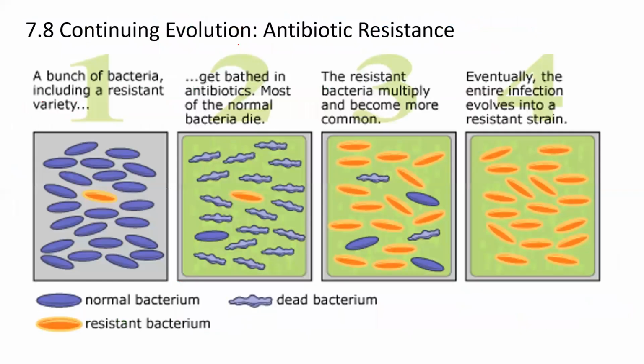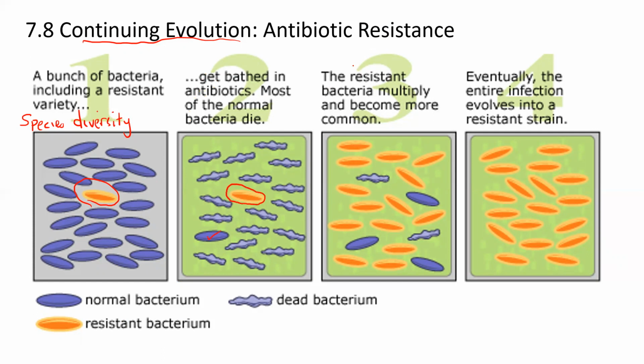Okay, so to 7.8, continuing evolution, antibiotic resistance. Let's take a look at it. A bunch of bacteria, including a resistant variety. Remember, that's one with the variation. This is species diversity, just happens to be in the population. It's a mutation that's allowed it to be resistant to antibiotics. Now we're going to take our first dosage of antibiotics, get bathed in antibiotics. Most of the normal bacteria die. A few survive, but oh, look at this.